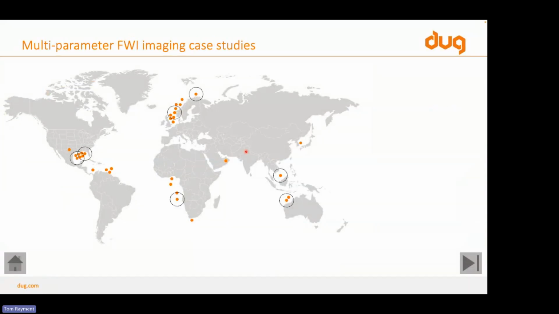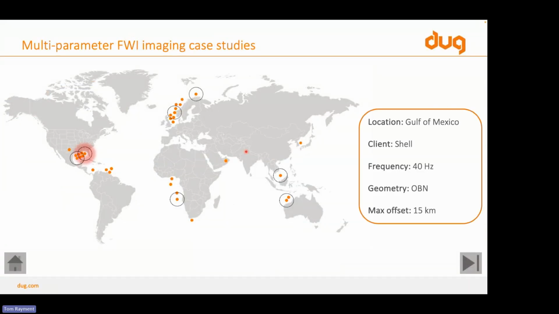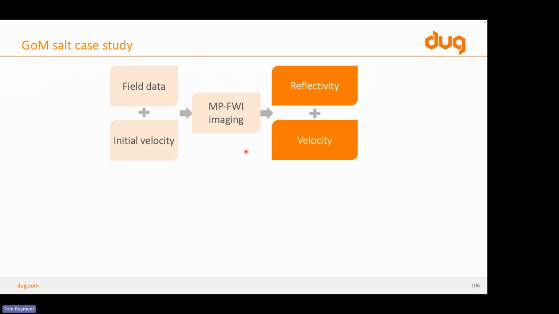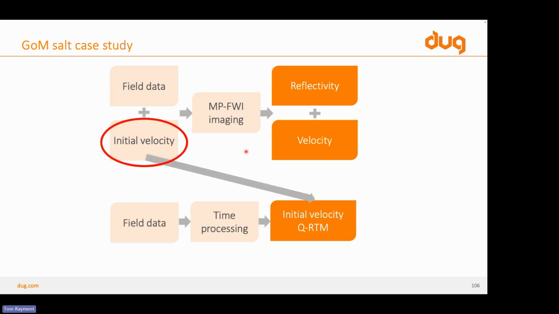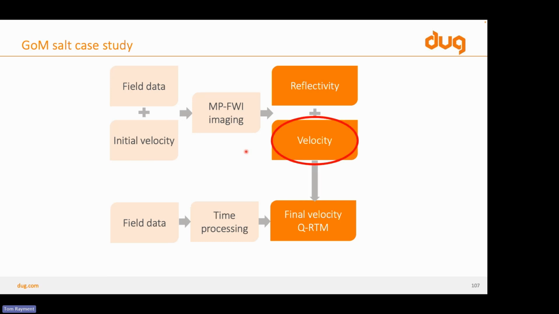All right, so one final example, another Gulf of Mexico data set, a project we undertook for Shell, OBN data this time, and a maximum frequency of 40 Hertz. So again, I want to just talk about the velocity model here. So what we're going to have a look at is the initial model and a conventional QRTM using that initial model of the process data, and then a QRTM of the process data using our updated velocity model.